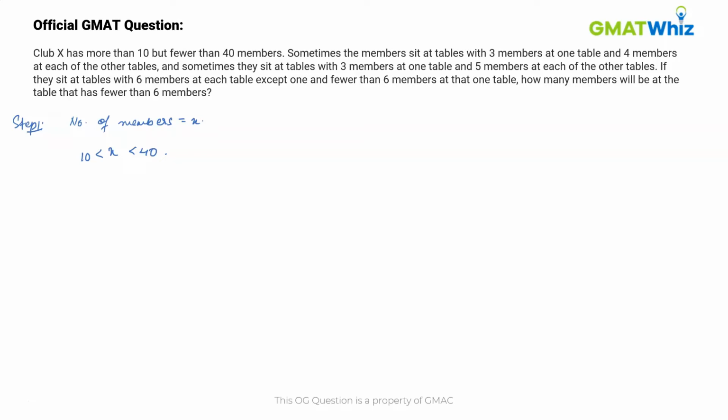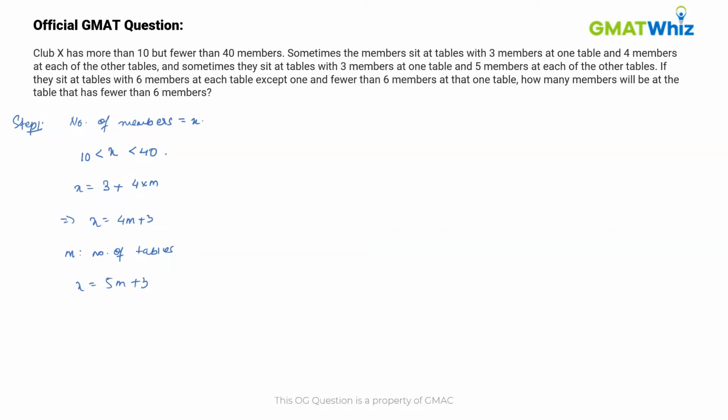Sometimes the members sit at tables with 3 members at one table and 4 members at each of the other tables. Now this means that X will be equal to 3 plus 4 times the number of tables at which they sit. So X is equal to 4m plus 3, where m is the number of tables. Now we are also given that sometimes they sit at tables with 3 members at one table and 5 members at each of the other tables. That means that X can also be expressed as 5m plus 3.